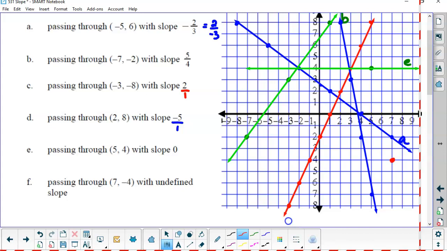And then F, 7, negative 4. Okay, and undefined slope. So that's a vertical line. Again, you can plot more points anywhere along there, but you can easily see, because we've got grid paper, that it's on this line here.